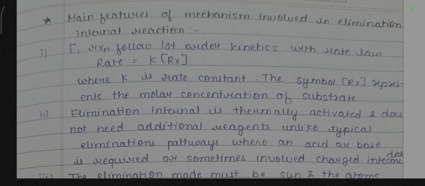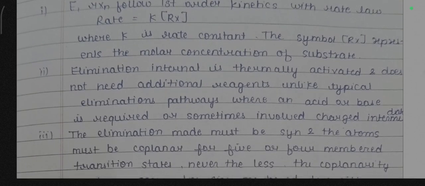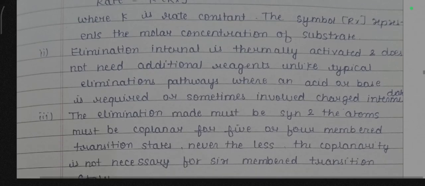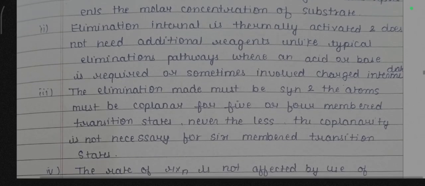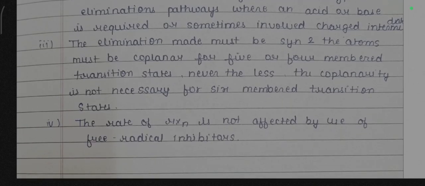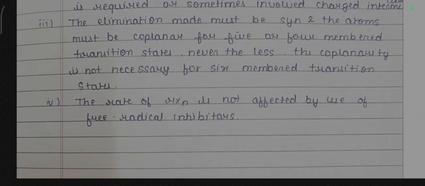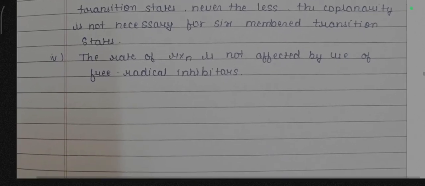Main features of the mechanism involved in the Ei elimination reaction: the Ei reaction follows first order kinetics with the rate law, where k is the rate constant. The symbol Rx represents the molar concentration of the substrate. Ei elimination is thermally activated and does not need additional reagents, like typical elimination pathways where an acid or base is required or sometimes charged intermediates are involved. The elimination must be syn and the atoms must be coplanar, so 5 or 4 membered transition states. Nevertheless, coplanarity is not necessary for a 6 membered transition state. The rate of reaction is not affected by the use of free radical inhibitors.